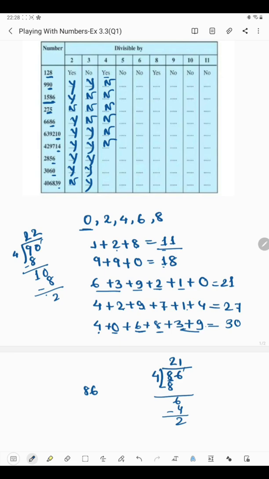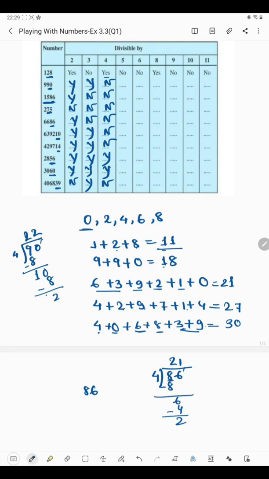Next we have 56, last two digits we have 56, and 4 14s are 56, so we'll write yes. Next we have 60, so 60 means the last two digits is 60, and 4 15s are 60, so we'll write yes. Then we have 39, 39 cannot be divided by 4, so we'll write no.